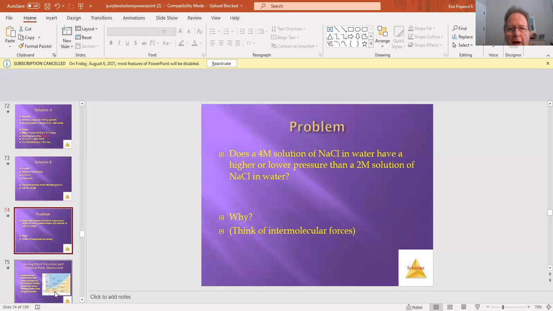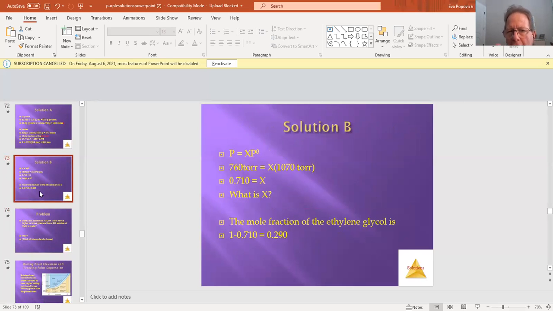So basically, I'm going to take my 1 atmosphere. That is the pressure after the ethylene glycol has been added. 1 atmosphere is 760. That goes on the left side. That's the new pressure. I don't know what the mole fraction is, but the pressure of the pure water is 1070. So I divide the 760 by 1070, I get a mole fraction of 0.710.